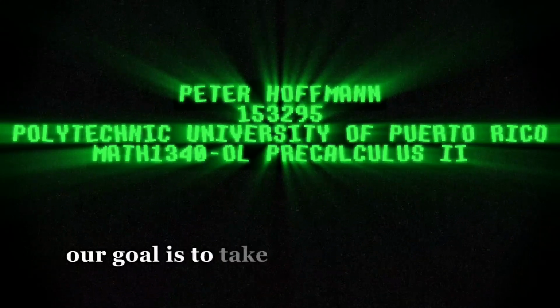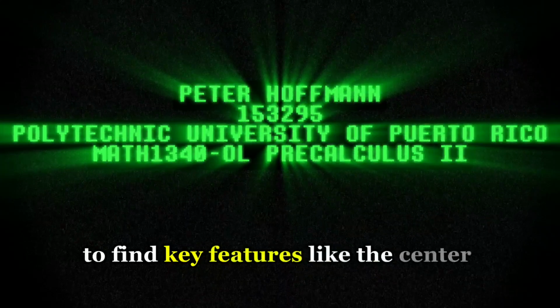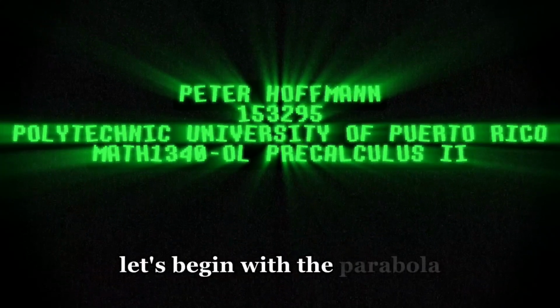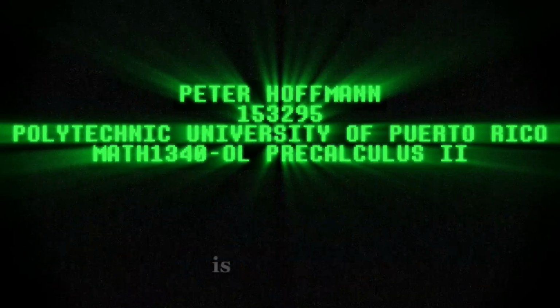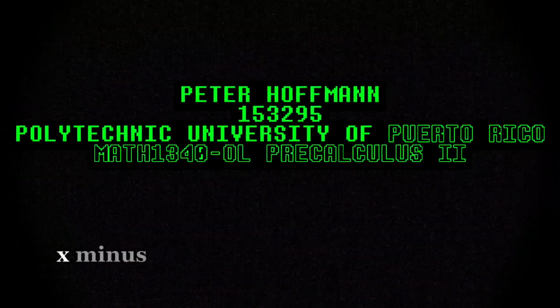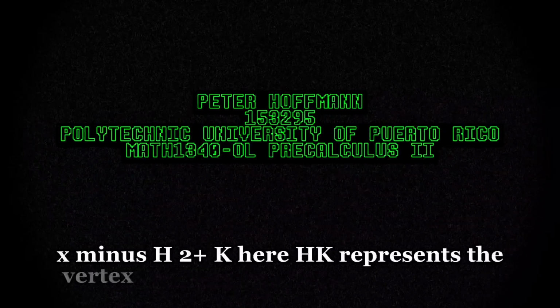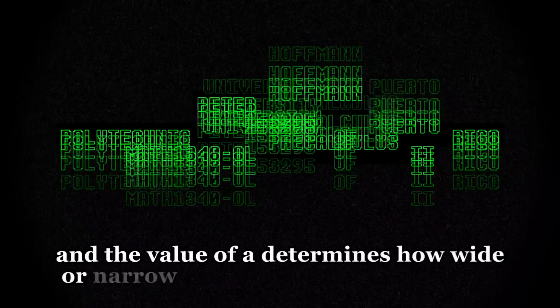Our goal is to take any given equation of these forms and analyze it to find key features like the center, vertices, foci, and axes of symmetry. Let's begin with the parabola. The standard form of a parabola that opens either upwards or downwards is y equals a(x minus h)^2 plus k. Here, (h, k) represents the vertex of the parabola, and the value of a determines how wide or narrow the parabola is.